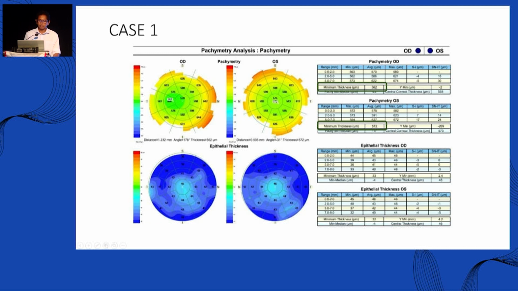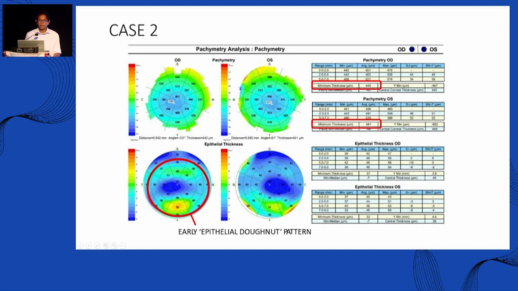So the case 1 patient, this is the pachymetry analysis, thickness is about 570 I think, and the epithelial thickness map looks pretty much normal. The second patient has a corneal thickness of about 440, so it's pretty thin. And in the epithelial thickness map, you can see that there is an epithelial donut pattern. This is the area of thinned out epithelium corresponding to the keratoconus elevation.